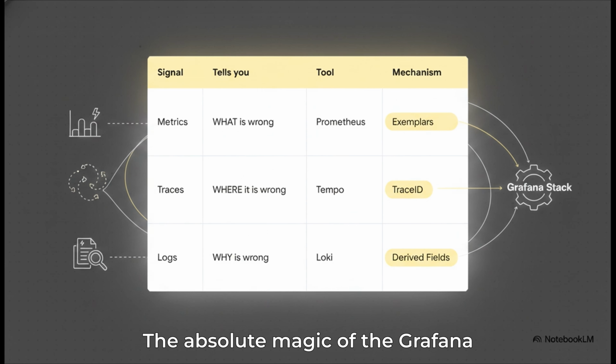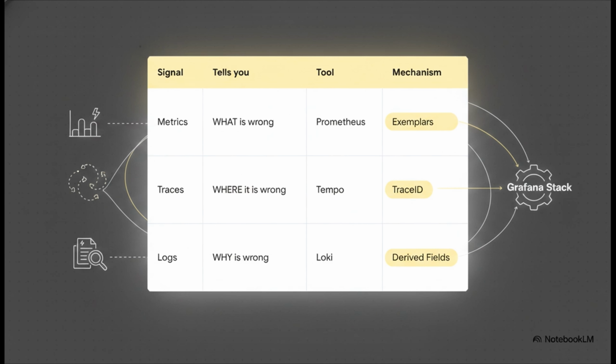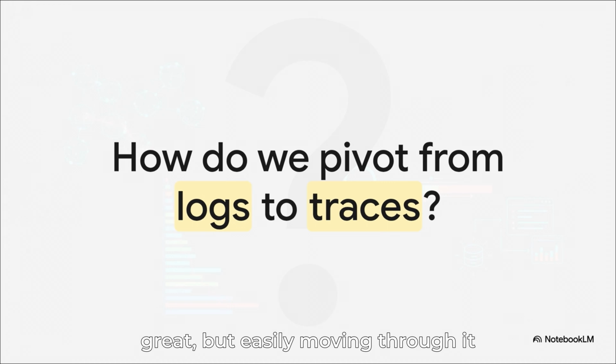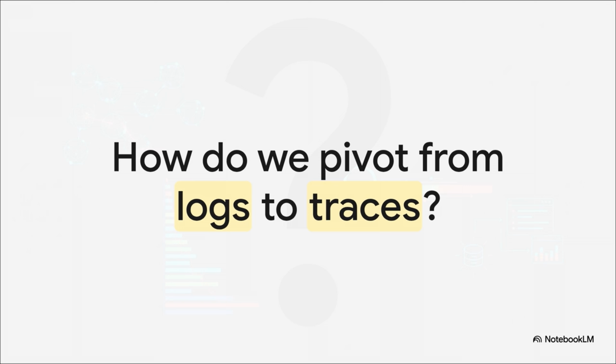The absolute magic of the Grafana stack is how these signals talk to each other. You aren't jumping between completely different apps, they're all tied together by built-in correlation mechanisms like trace IDs and exemplars. Now you might be wondering, how exactly do we navigate from a chaotic scrolling log file directly into a nicely structured trace waterfall? Because look, having the data is great, but easily moving through it during a massive high-pressure incident, that's a whole different ballgame. The real secret sauce here is how seamlessly these tools let you pivot to save precious time.